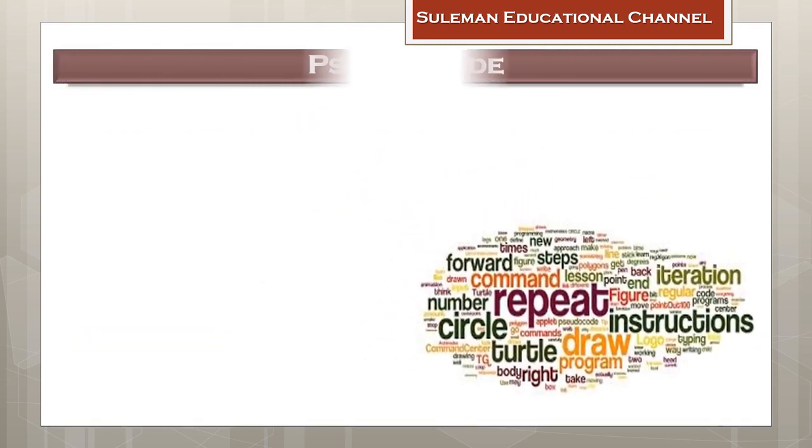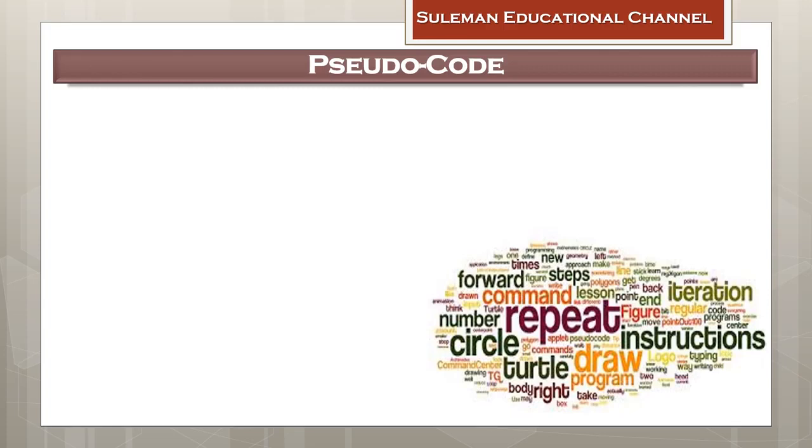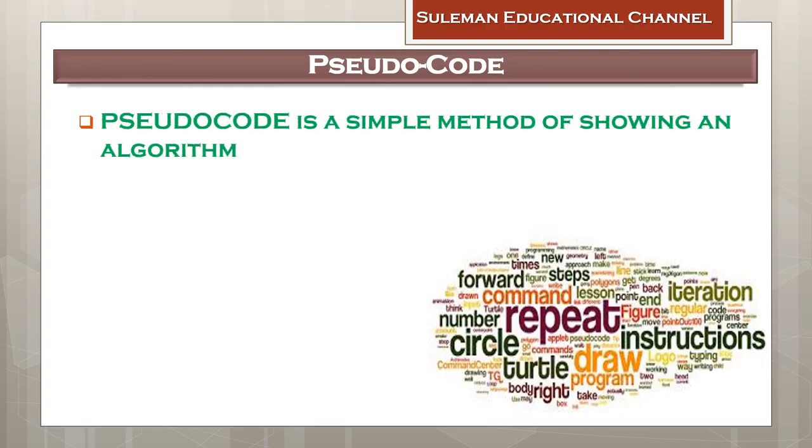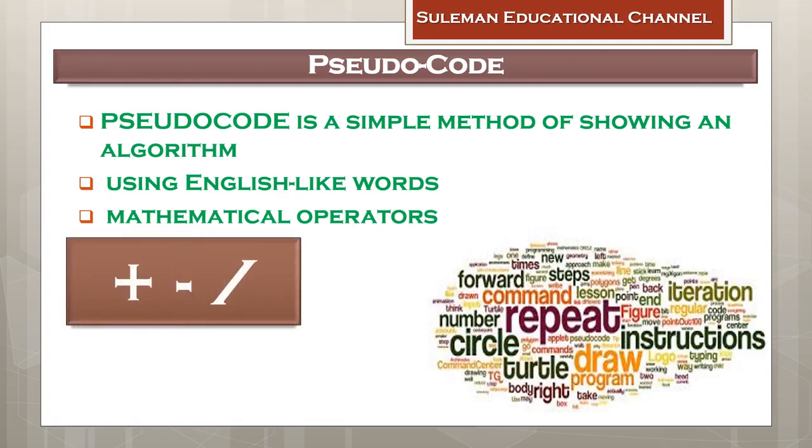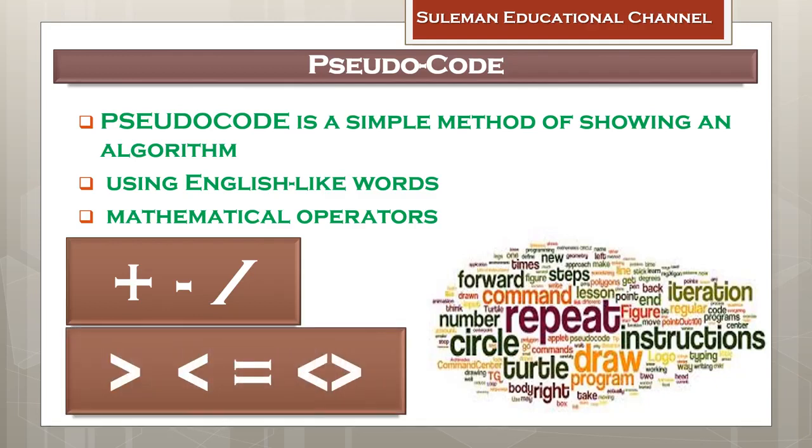Now in this part, we will discuss pseudocode. Pseudocode is a simple method of showing an algorithm using English-like words and mathematical operators that are set out to look like a program. So in pseudocode, you will write the steps and procedures in English and also use mathematical operators like plus, minus, division. You can also use comparison operators like greater than, less than, equal to, and not.